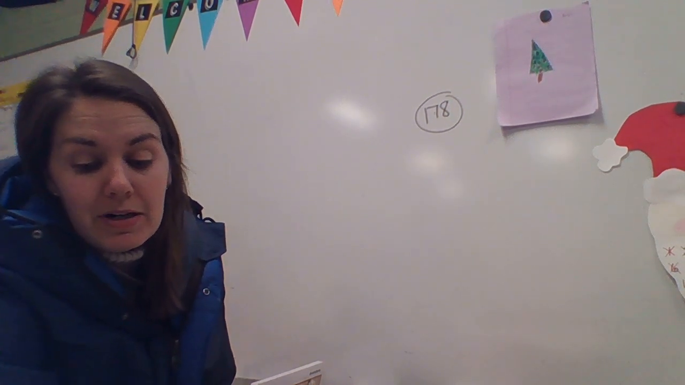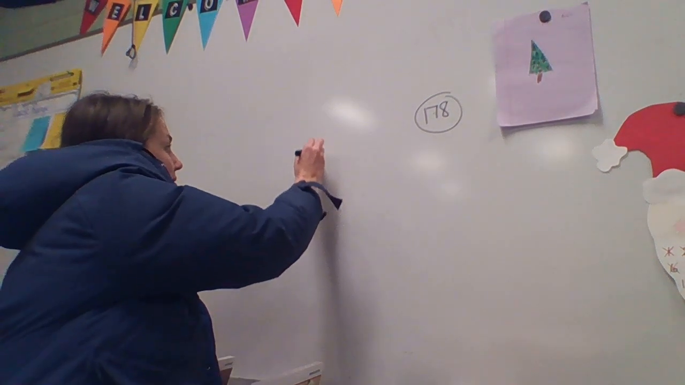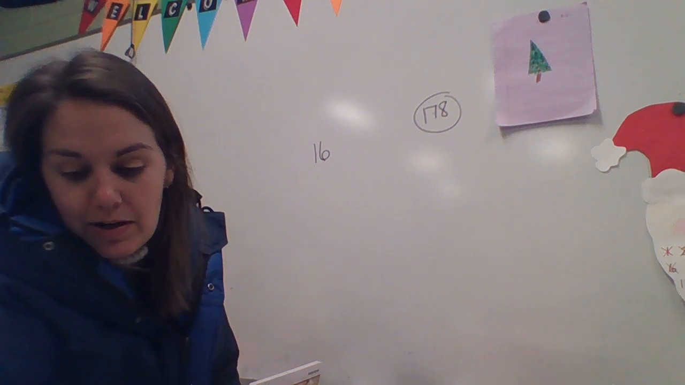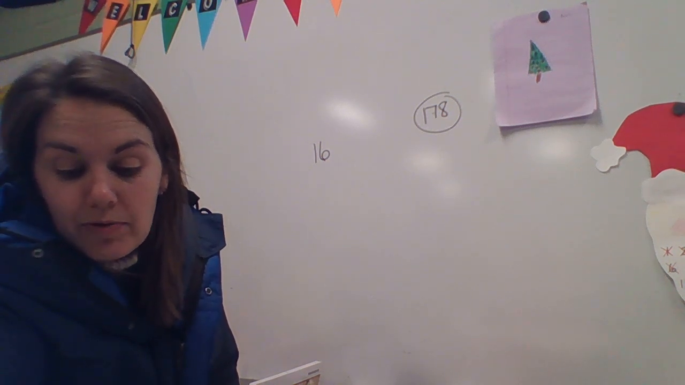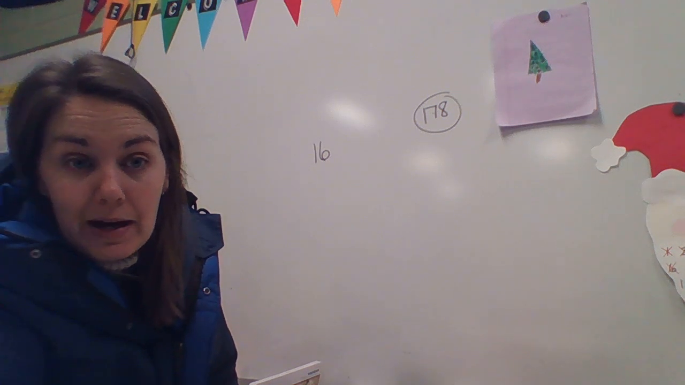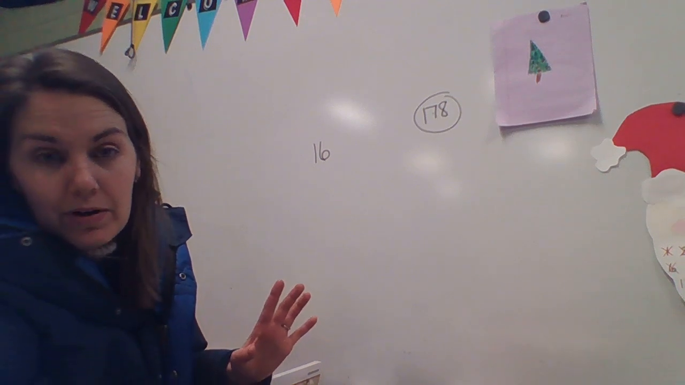All right, so let's look at number 9. Number 9 says start with the number 16. Okay, I'm going to write number 16 up on the board because that's where we're starting. Use the rule divide by 2 and write the next 3 numbers in the pattern. Show your work. Okay, so 16 is the number that we're going to start with.